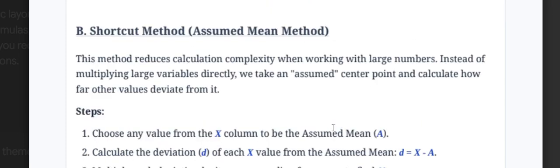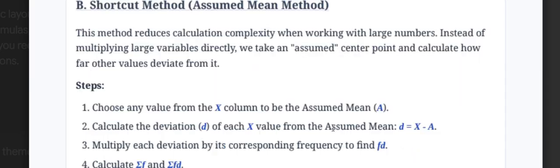Next, the next method of calculation is arithmetic mean through the shortcut method or assumed mean method. Why are we using the shortcut method or assumed mean here? Because here we are going to assume one of the data. This method reduces the calculation complexities when working with large numbers. When we have large sets of numbers, it will reduce the calculation work.